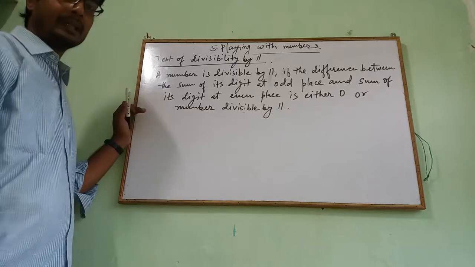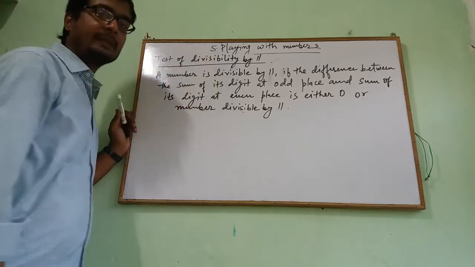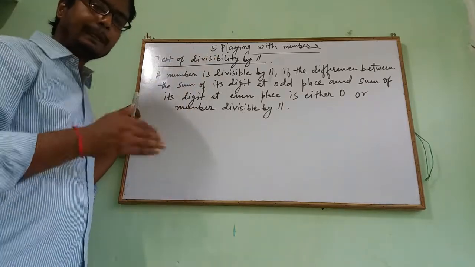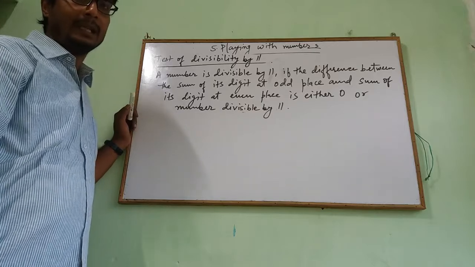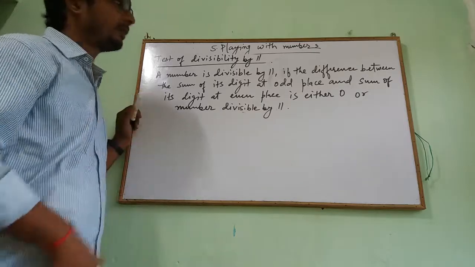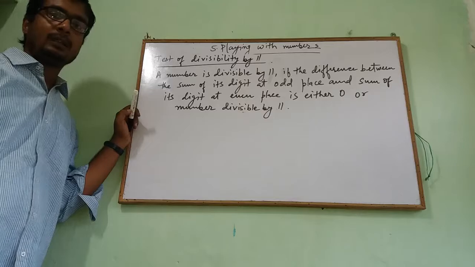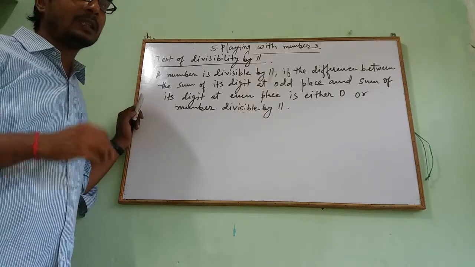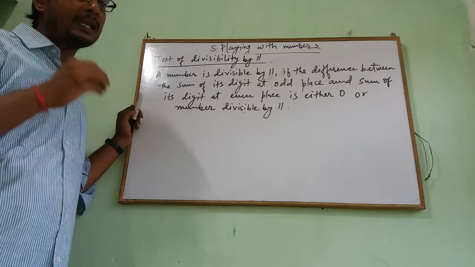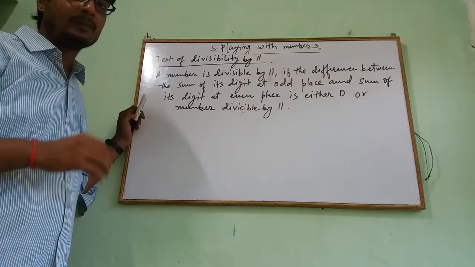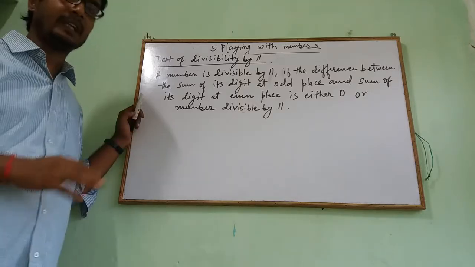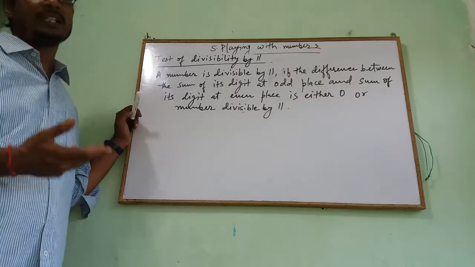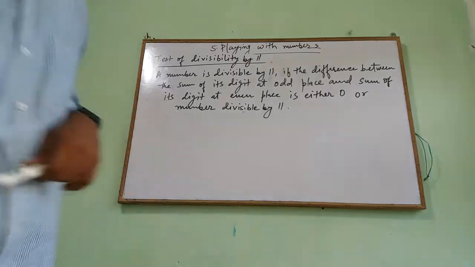Now students, this is our last topic, that is the test of divisibility by 11. A number is said to be divisible by 11 only if the difference between the sum of its digits at odd places and the sum of its digits at even places becomes 0 or is divisible by 11. So let's take one example for it.